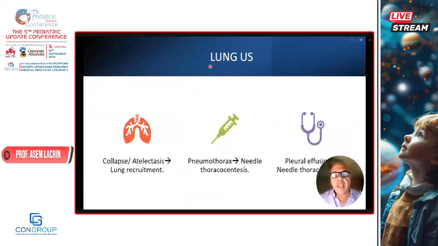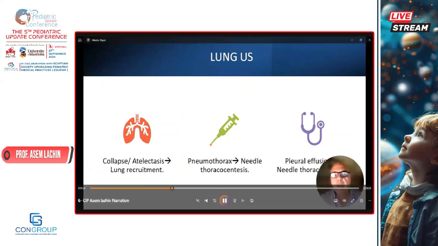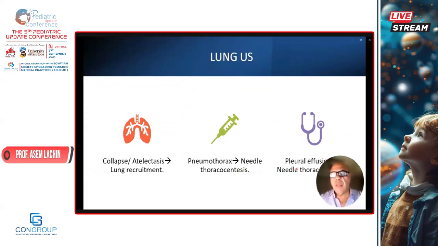First module is the lung ultrasound. As we mentioned, we are looking specifically for the collapse atelectasis, which requires a decision for lung recruitment, either by modifying the MAP or giving surfactant. The second part, we are looking for pneumothorax. And the third is pleural effusion, and both of them are treated with needle thoracocentesis. And again, specifically, we are looking for those diagnoses and those acute reasons for the crashed infant.